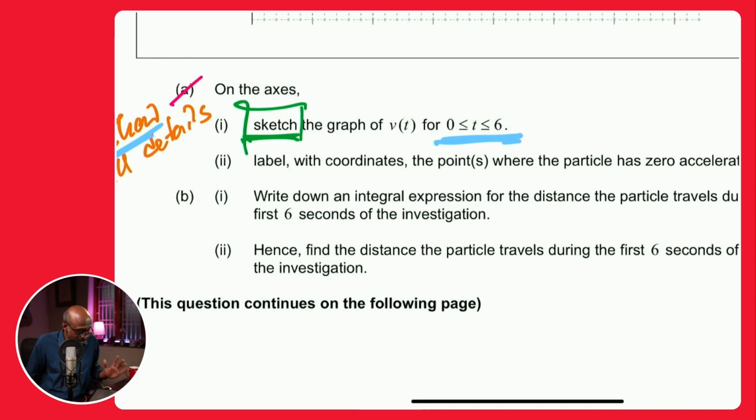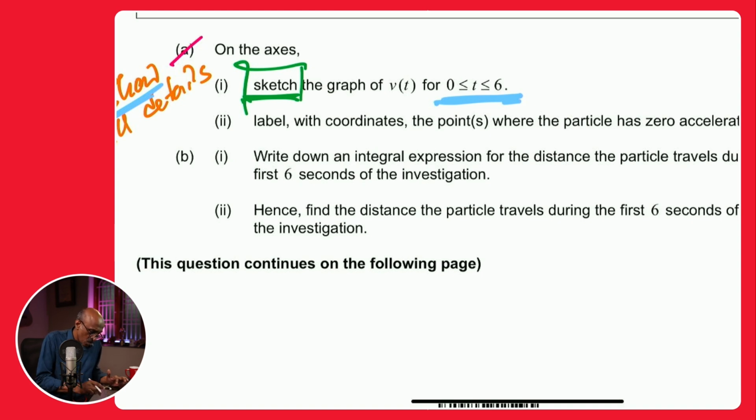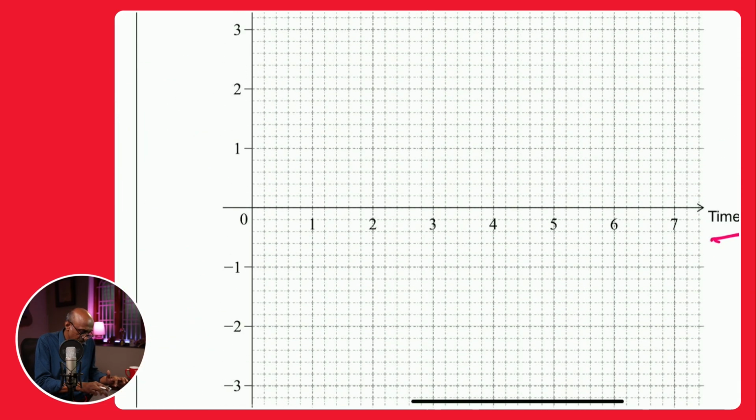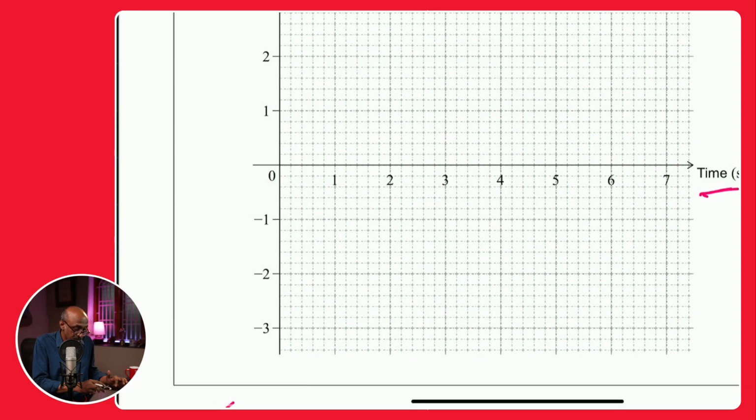If you're an AI student, please don't lose marks on the sketching, because you're just copying a graph straight up from your calculator onto the graph paper. Label with coordinates. Part 2 says the points where the particle has 0 acceleration. We'll come to that later, but the first part is just to sketch. So I will first enter into the calculator, and then I'll come to this graph.